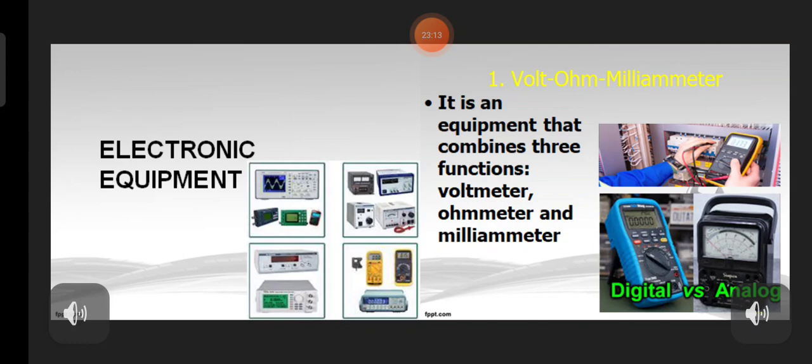Volt-ohm-milliammeter. The volt-ohm-milliammeter is an equipment that combines three functions. These are voltmeter, ohmmeter, and milliammeter. As a voltmeter, it measures both alternating current and direct current voltages; as an ohmmeter, it measures resistance; and as a milliammeter, it measures small amounts of direct current.